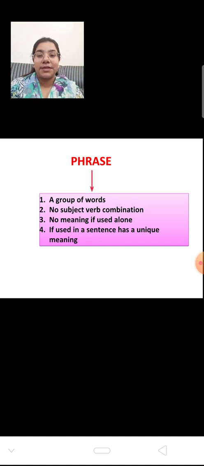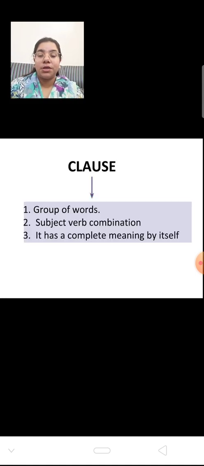But before studying this, let us revise phrases and clauses. So, what are phrases? A group of words which have no subject-verb combination. It has no meaning if it is separated from the sentence, but if it is used in a sentence, it has a unique meaning. That was the phrase. And what is a clause? A clause is a group of words which has a subject plus verb combination and it is complete in itself. It has a complete meaning by itself. It doesn't need any other sentence to complete it. So this was phrase and clause.